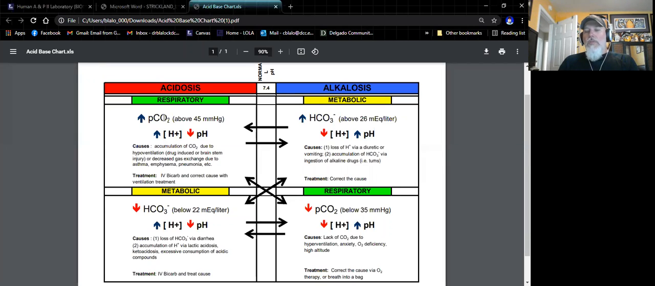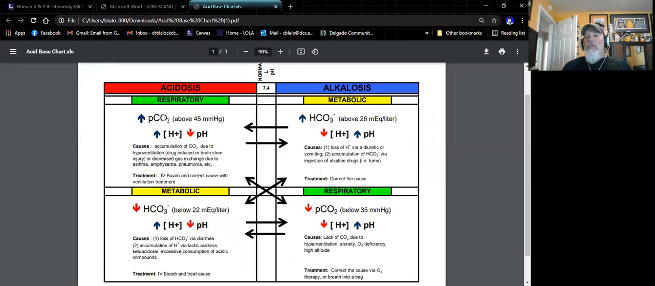Respiratory alkalosis. So if respiratory acidosis means we have too much carbon dioxide in the blood, then respiratory alkalosis means we don't have enough. So why would we not have enough carbon dioxide in the blood? Well, if hypoventilation creates an increase of carbon dioxide, then hyperventilation is going to be a loss of carbon dioxide. So why would we be hyperventilating?